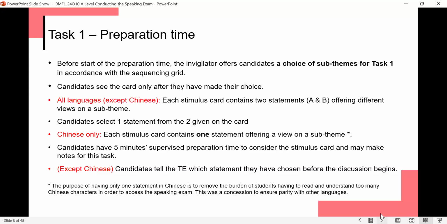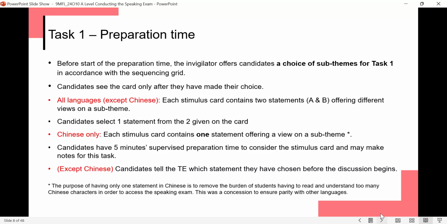Candidates will see the card, however, only after they've made their choice. So the invigilator will say something like, do you prefer changes in the family or immigration? And the candidate will say immigration, and then they're given that card. And only when they've made that choice are they allowed to turn the card over and begin their preparation time.